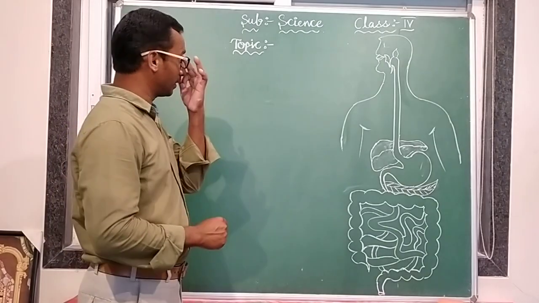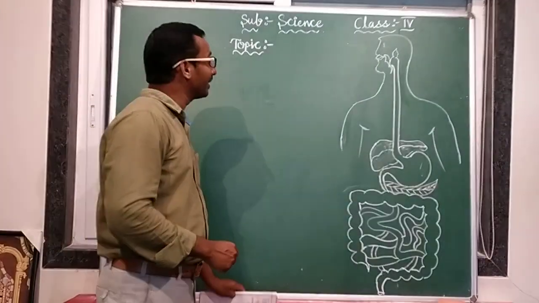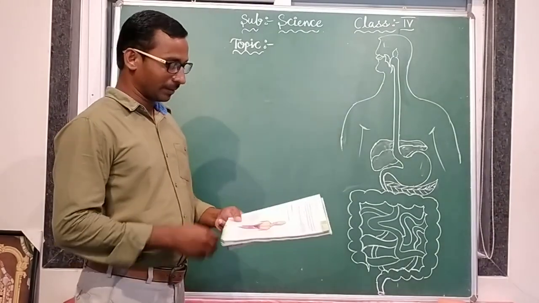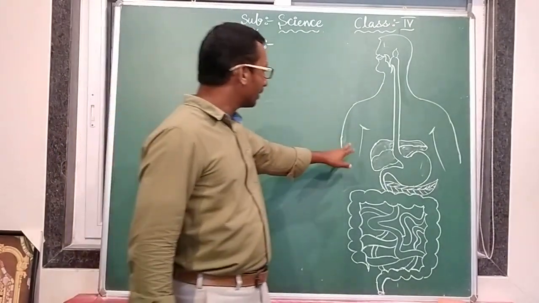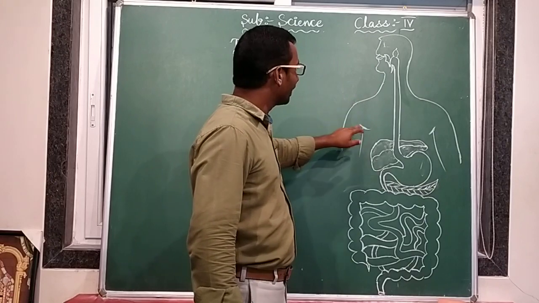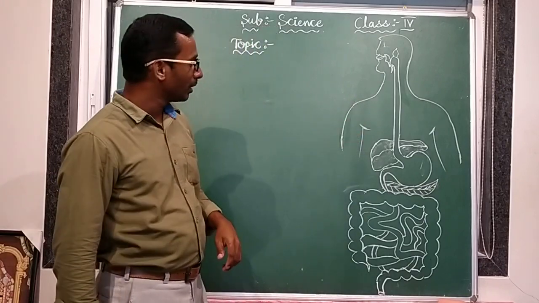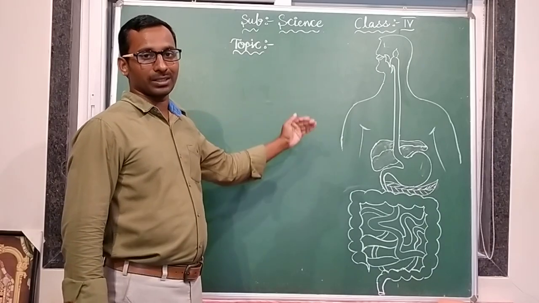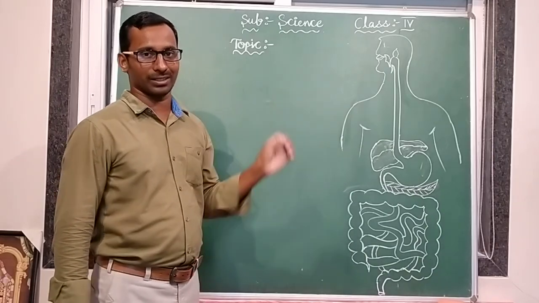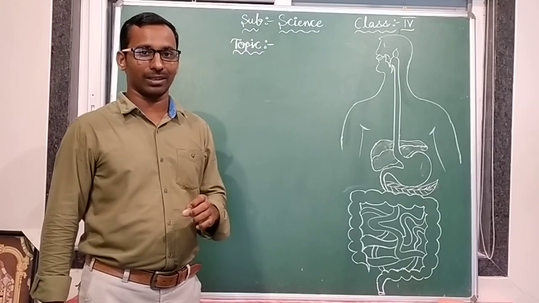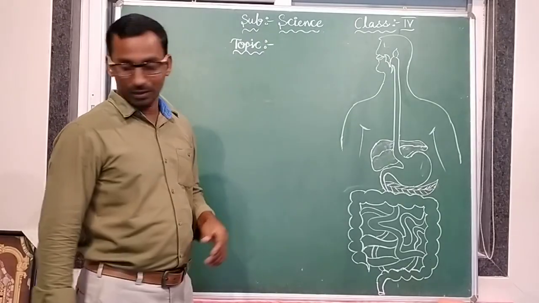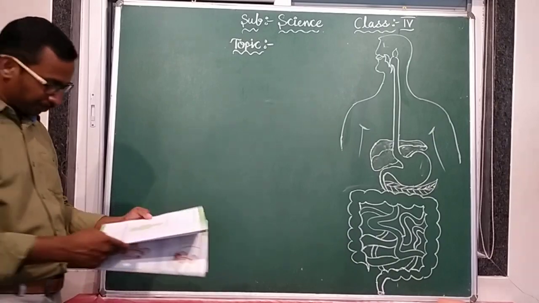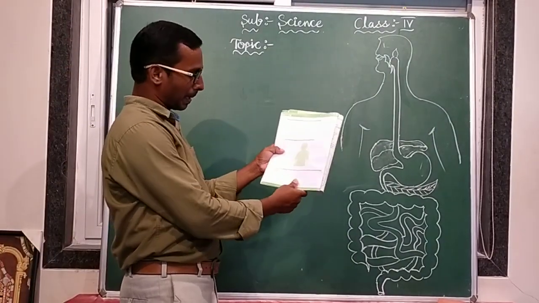Last time we discussed the digestive system. I already drew the picture here. This is our human digestive system. What we discussed the other day, what parts are there, new words, everything we discussed in that class. Is it right or not? And I gave you homework. What is the homework? Page number 6.